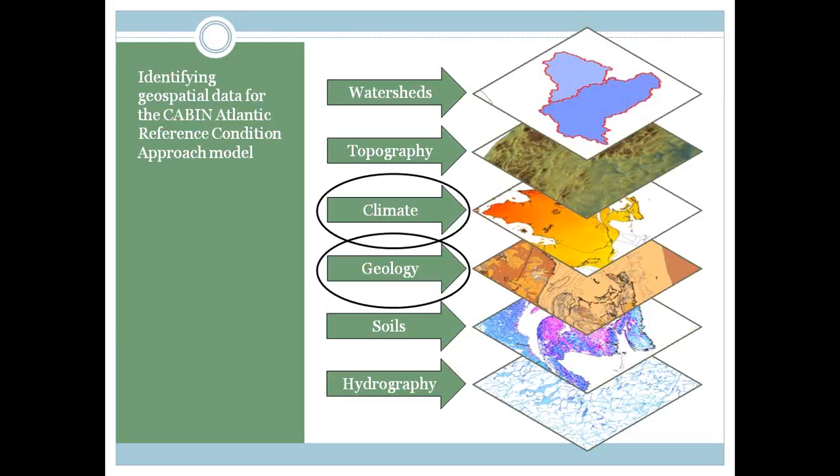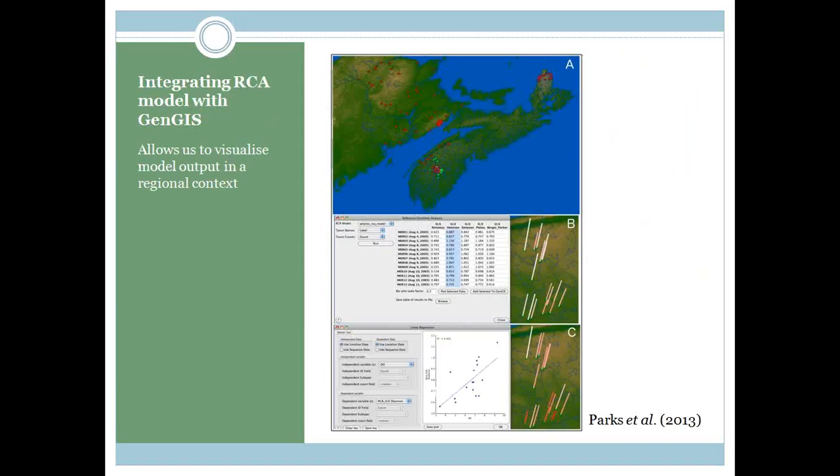And when we ran the discriminant function models with the data that we had, we selected climate variables and also bedrock geology variables as being the drivers of the community, or the discriminators of the community clusters that we saw in the previous example.